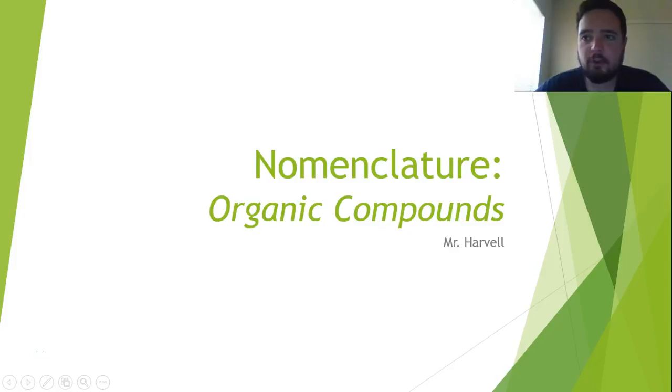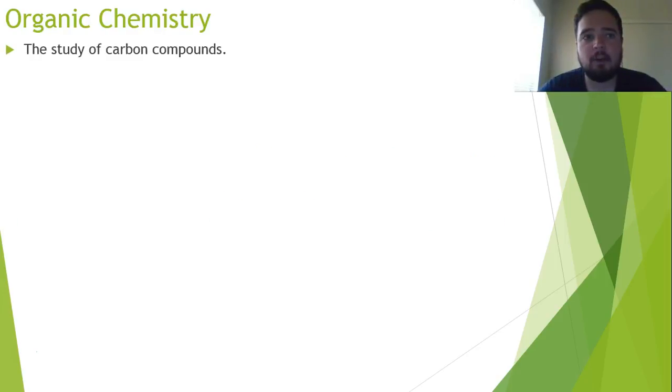All right, so we're going to finish up the bonding units with the nomenclature of organic compounds. Now, we're not going to dive into actual organic chemistry, but it is important to know how some organic compounds are named, because some of them you're actually going to deal with within the lab. Organic chemistry in itself is the study of carbon-based compounds.